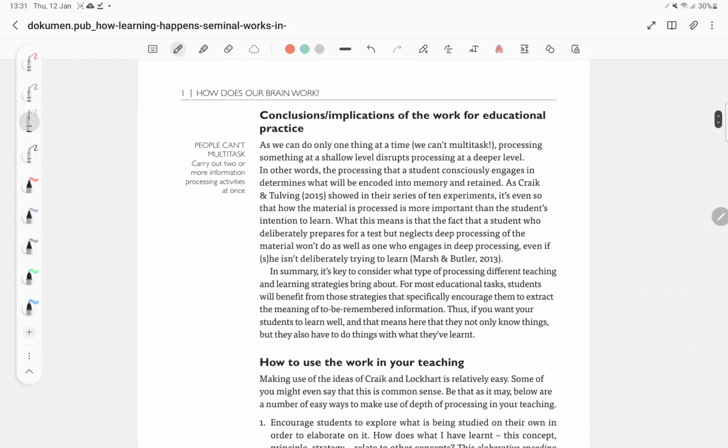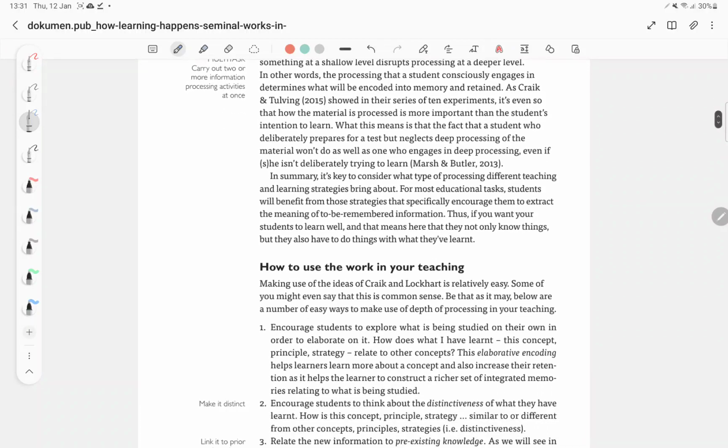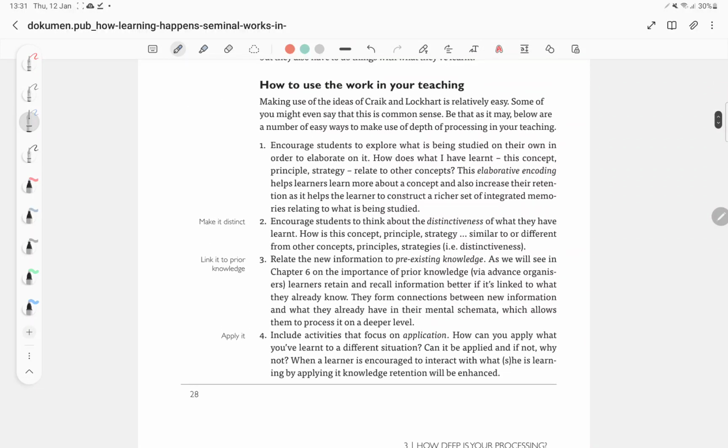And let's take a look at how they suggest you can work with this in your teaching. The first thing is that you should encourage students to explore what is being studied on their own, and they must elaborate on it. And they call this elaborative encoding, right?